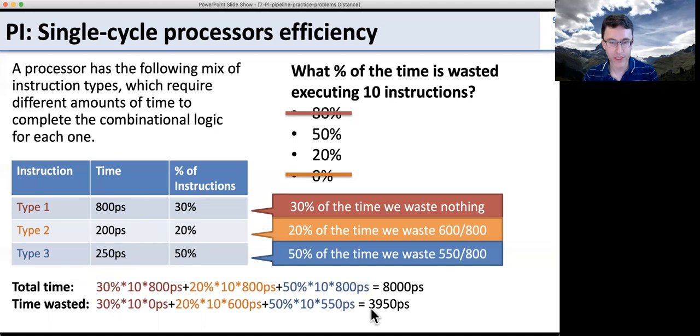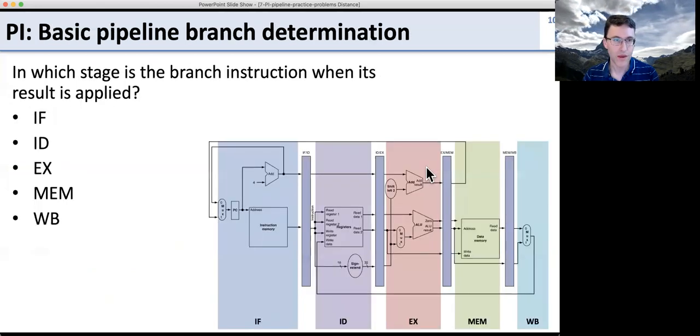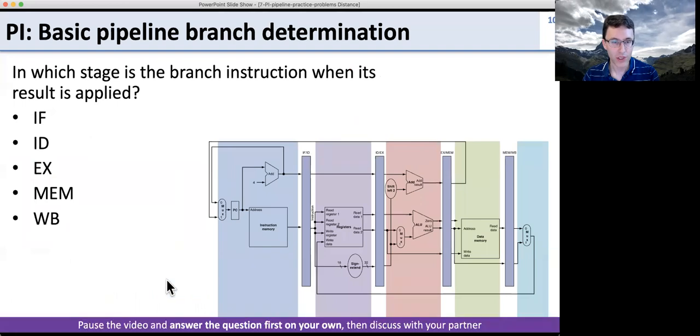So we can do the math, and we can see we waste 3,950 picoseconds. And then if you do the calculation, you find that's 49%. So the answer is about 50%. All right, let's go ahead and do the next question. So go ahead and pause the video, answer first on your own, then discuss with your partner.